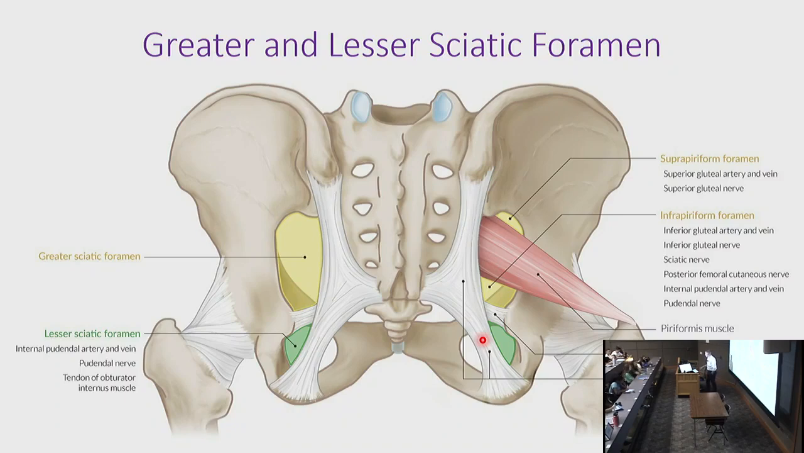Right? And then the other main structure that goes through the lesser sciatic foramen that you need to know is going to be that tendon of the obturator internus muscle. All right, any questions there?